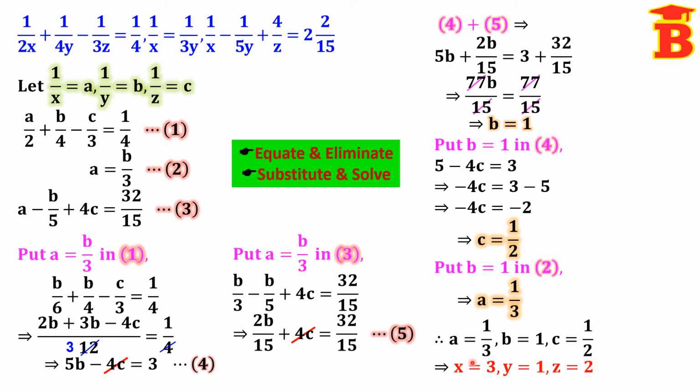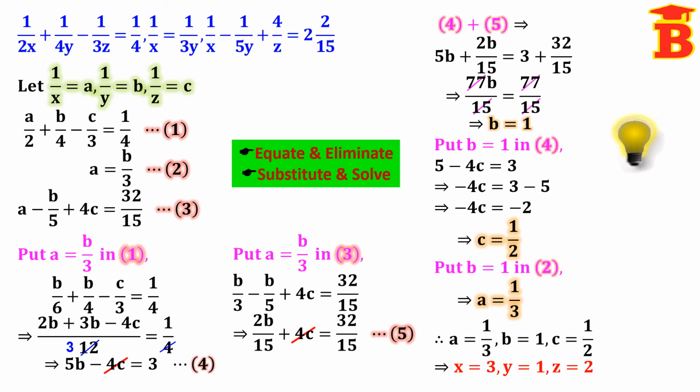x is equal to, taking the reciprocal, 1/3 reciprocal is 3. Next y equal to, taking the reciprocal, 1/1 is 1. And z equal to, taking the reciprocal of 1/2, that is 2. Therefore the answer is x equal to 3, y equal to 1 and z equal to 2.